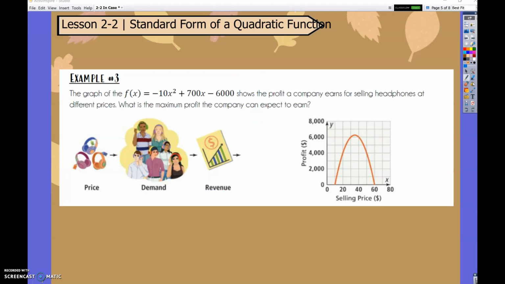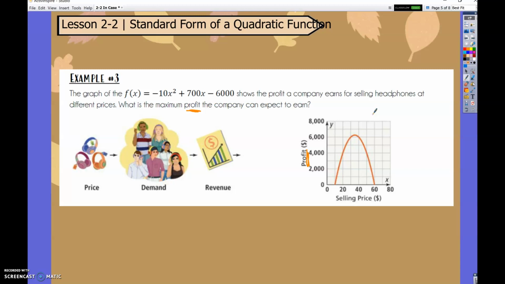As for application, again, why do we learn the math we learn? There can be profit models, such as the one they talk about in example 3, and they graph it, lots of big numbers, but they want to know what's the maximum profit they can expect to earn. So I have a graph here. I would say a max profit, since profit is what they're measuring on the y-axis. I want to be up as high as I can. So I'm basically looking for this top point.